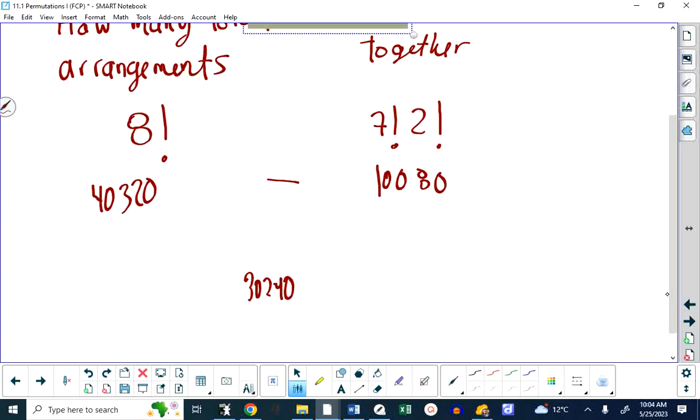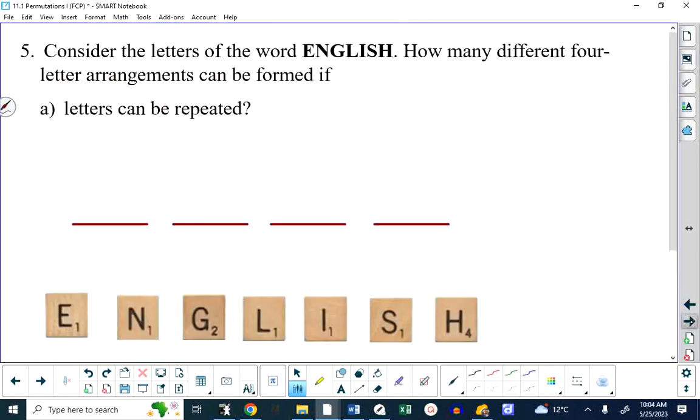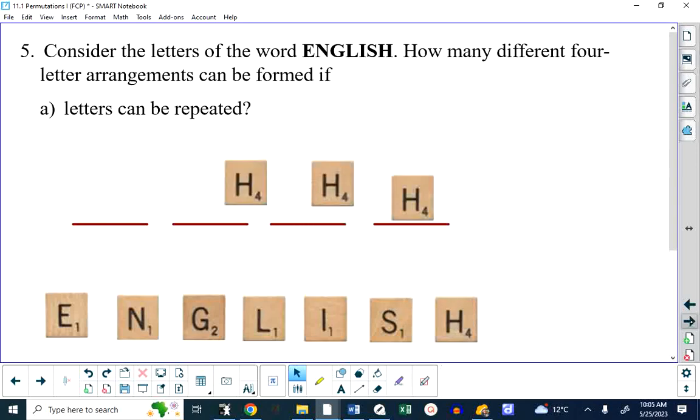All right, consider the letters of the word English. How many different four-letter arrangements can be formed if letters can be repeated? So if you look up here, everyone, letters can be repeated. I can do whatever I want here. I can have all H's. I can have one H and the rest N's. It's a total free-for-all. There are no other conditions.